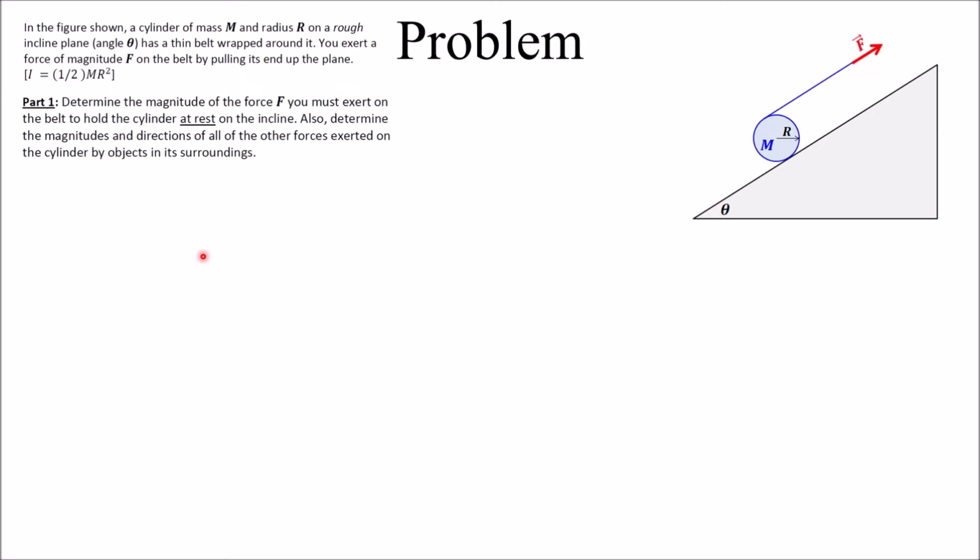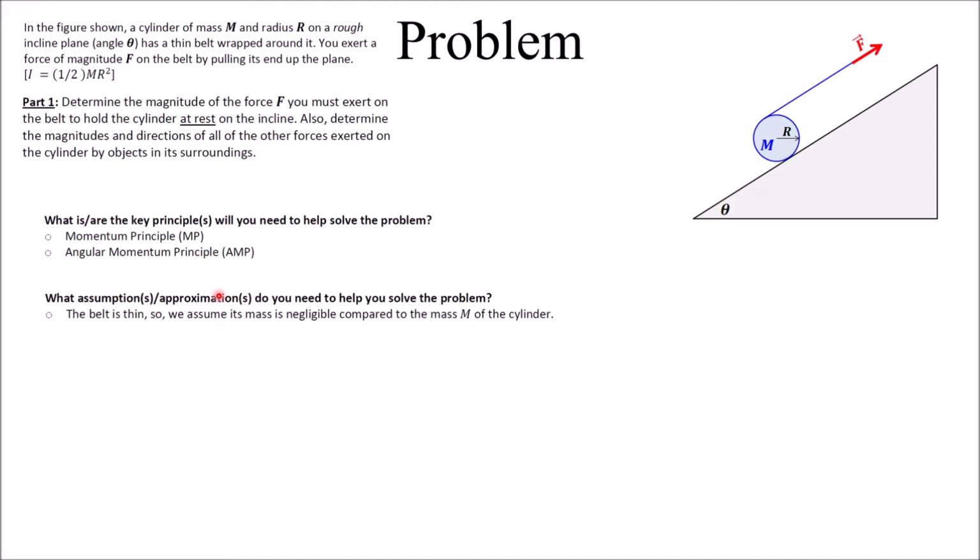And so for part 1, we're going to use the momentum principle and the angular momentum principle. And so hopefully you can start to see how these principles can be intermingled together. We're going to make the assumption that the belt is thin, and we can assume that the mass is negligible.